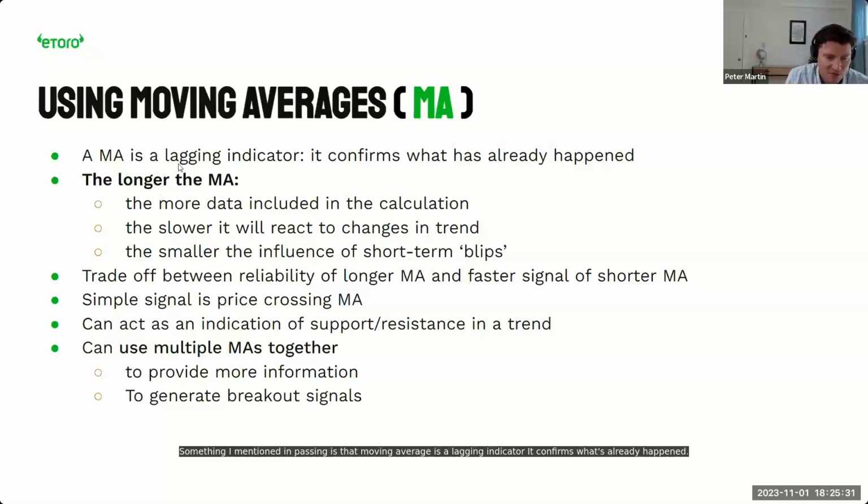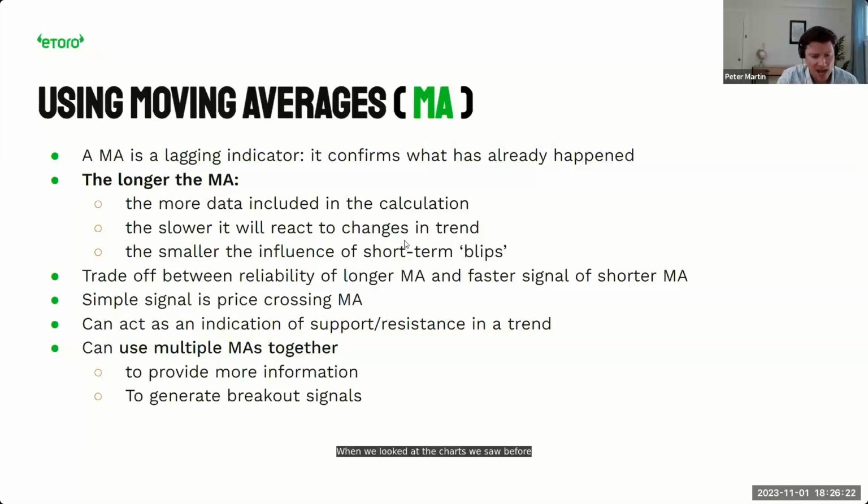Something I mentioned in passing is that the moving average is a lagging indicator. It confirms what's already happened, so it's looking back at older data. We mentioned this when we talked about macroeconomic indicators, and the same thing applies for technical indicators: there are three types. Lagging, where it's a confirmation tool; it tells you what has happened already. Coincident, where the indicator tends to change as change is happening. And we also get leading indicators, ones that try to predict changes in the future. Moving averages are always lagging indicators. They use past data, and we use them to confirm that a change has happened.